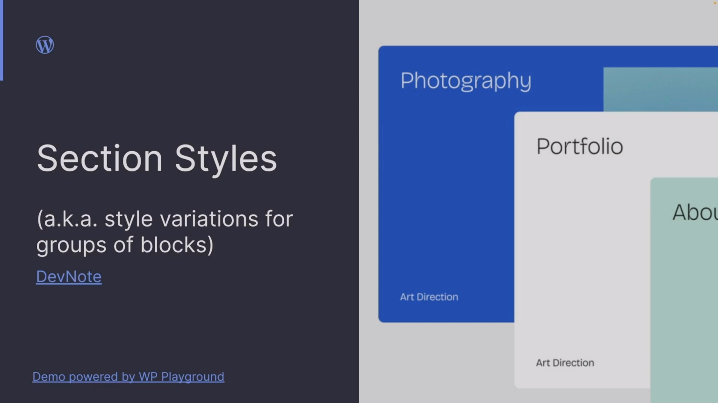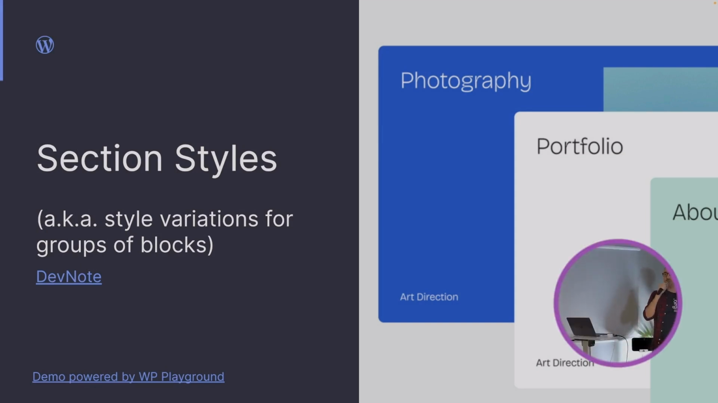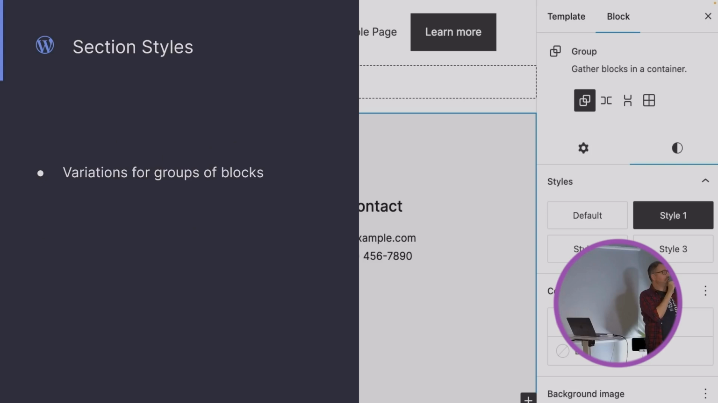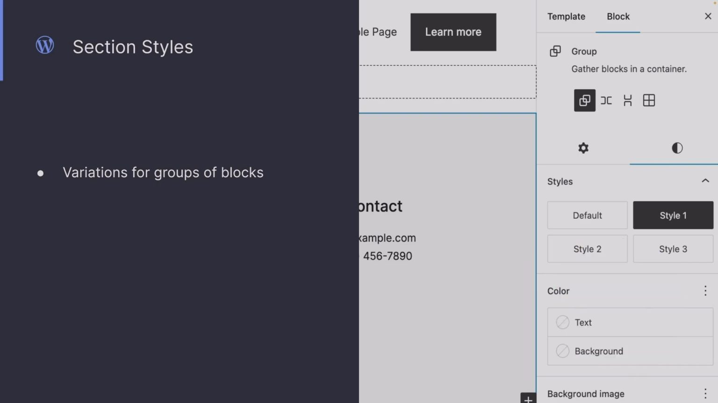So section styles is just an application of a concept that already exists, called style variations. Style variations are these buttons here that we can create, and they add a class to a block or to the elements that we are applying this to. So now we can apply this to a group of blocks, and we can create sections, and we can apply different styles for different sections.